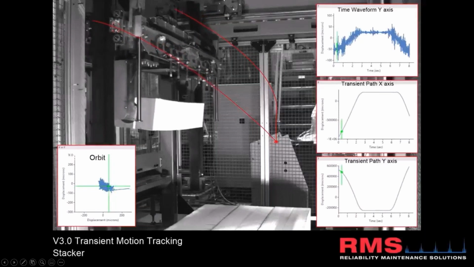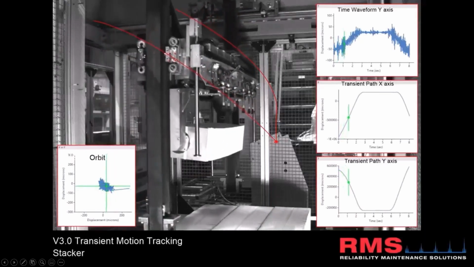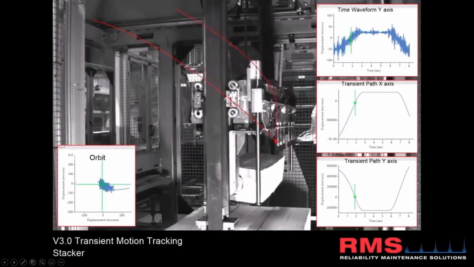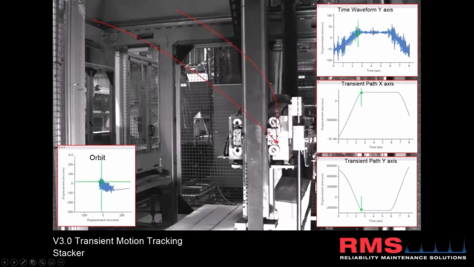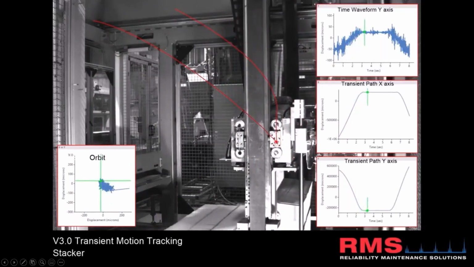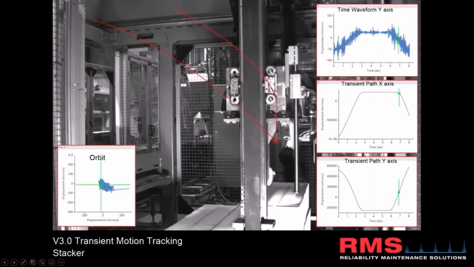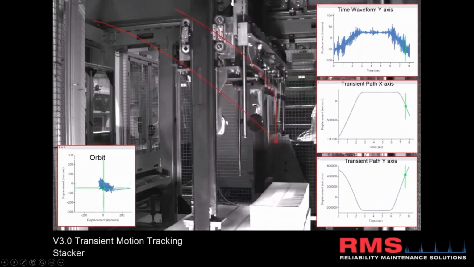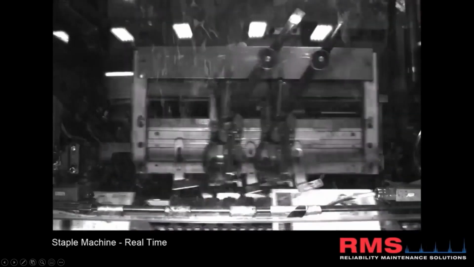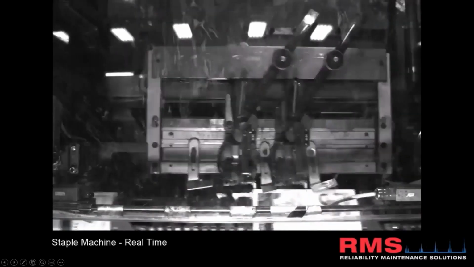So let me go through and show a couple of videos here, showing sort of the transient path and the waveform, sort of the vibration in the object. So if you need to be able to do analysis that requires you to measure an object that's moving through the scene, you can use this technology to do that.